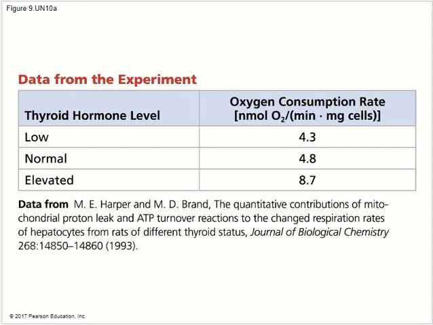Data from the experiments. This is just an example of thyroid hormone level and then oxygen consumption rate in nanomolars of molecular oxygen per minute per milligram of cells. And it seems that oxygen is consumed at greater levels as the thyroid hormone level increases.